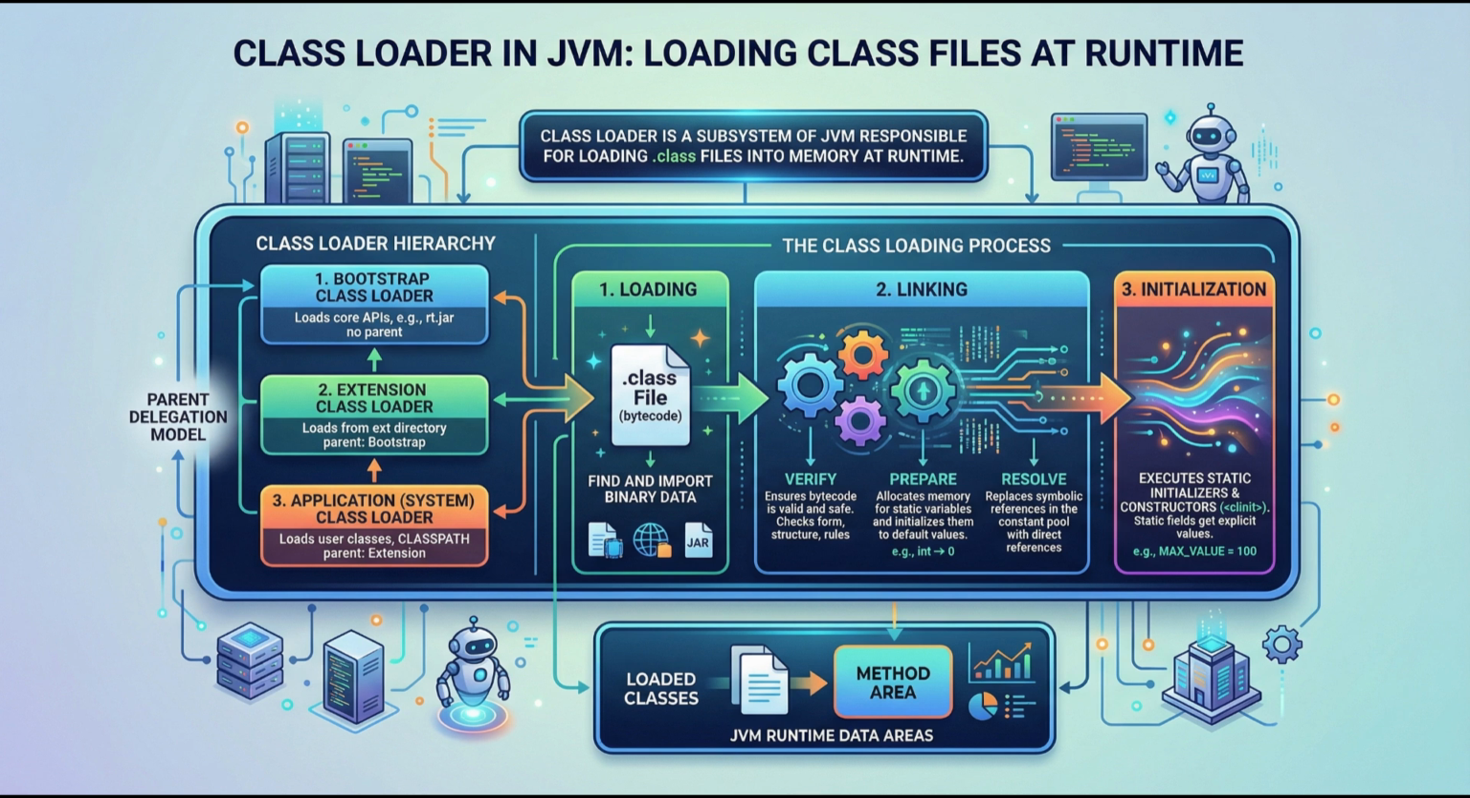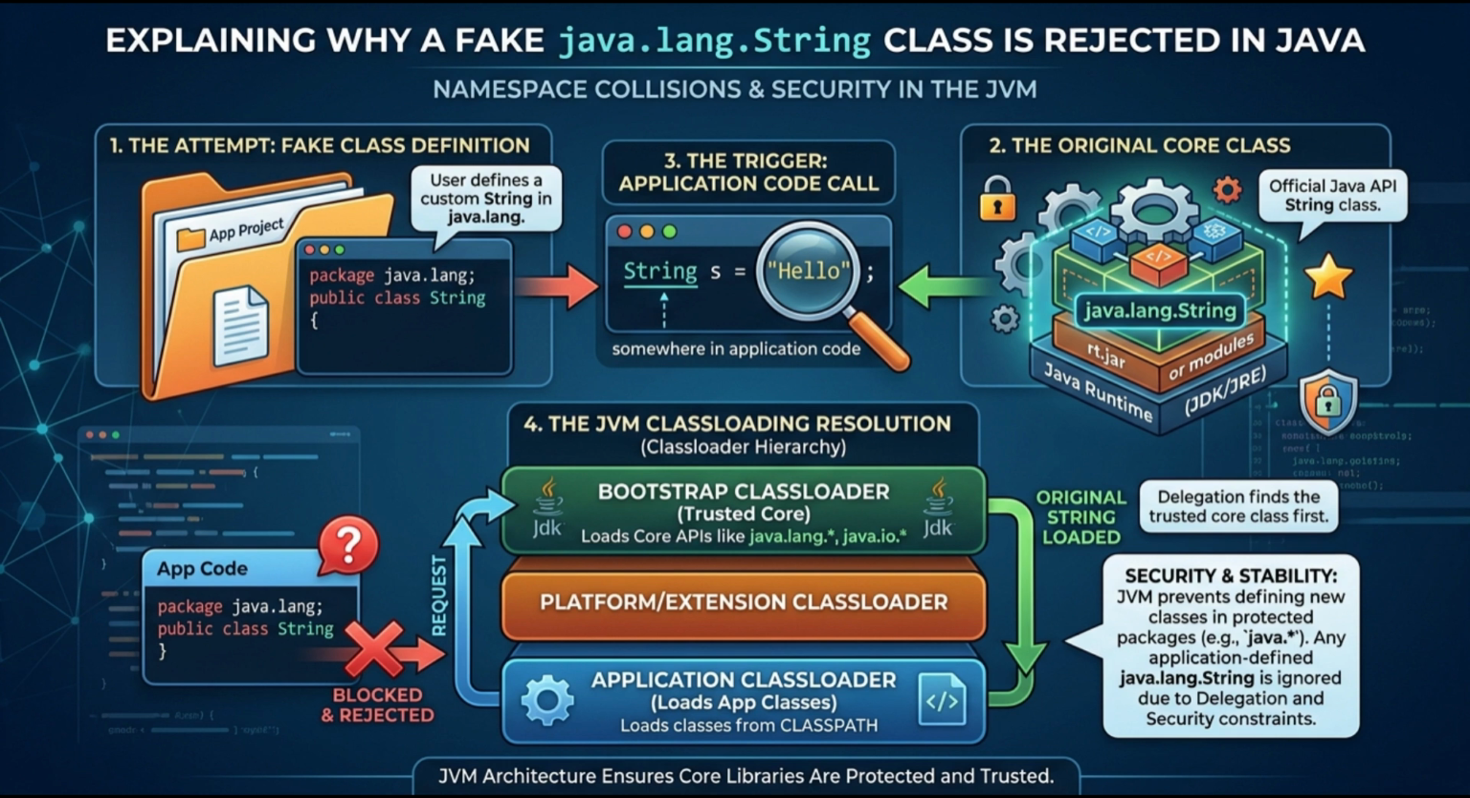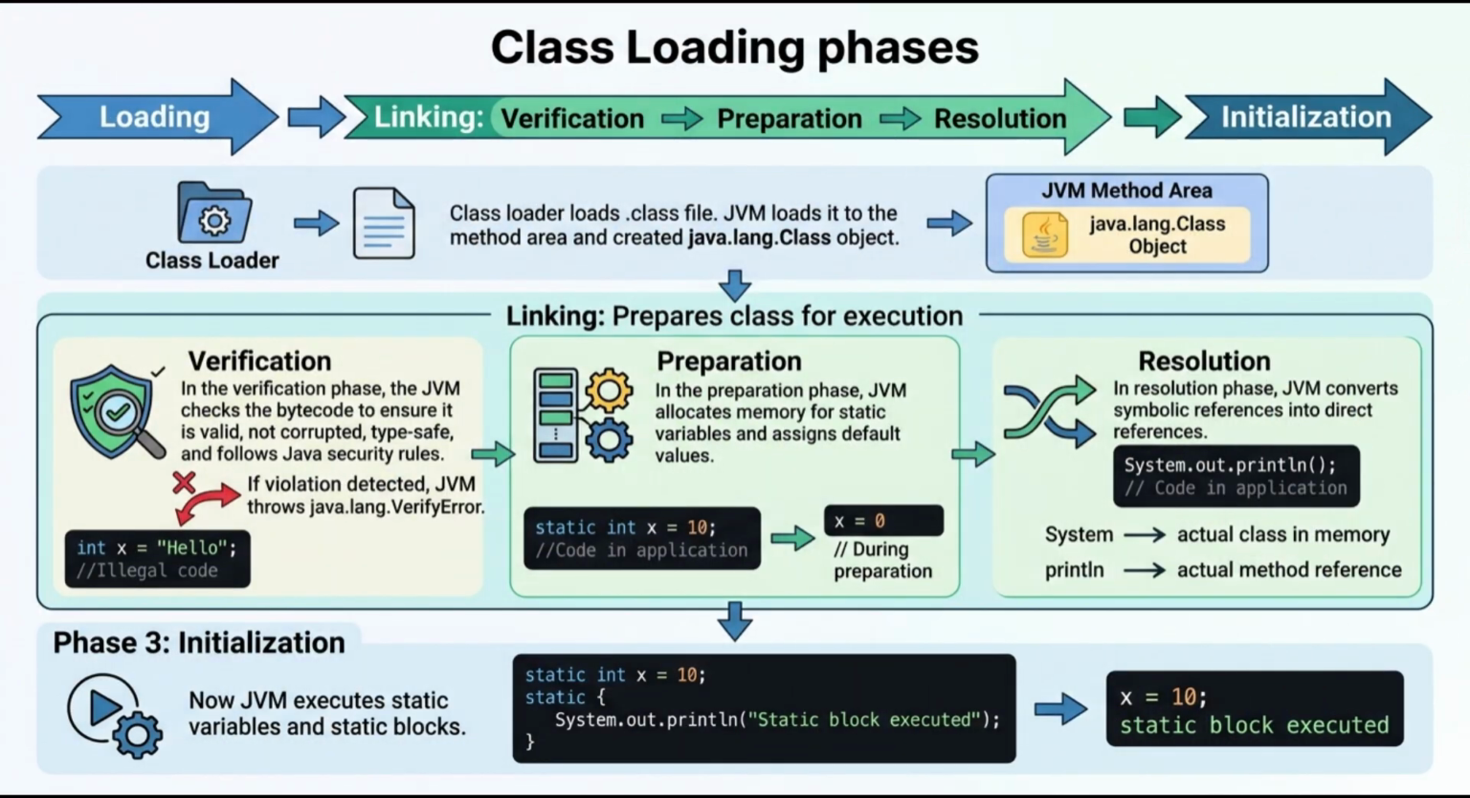Java follows something called parent delegation. Your code first asks higher-level class loaders and only loads the class itself if no one else can. This is done for security. Imagine someone tries to create a fake core class, like String. JVM will not trust that version. It first checks trusted core libraries and loads the real one from there, so fake classes are ignored, and core Java stays safe. Class loading has 3 phases: loading, linking, and initialization.